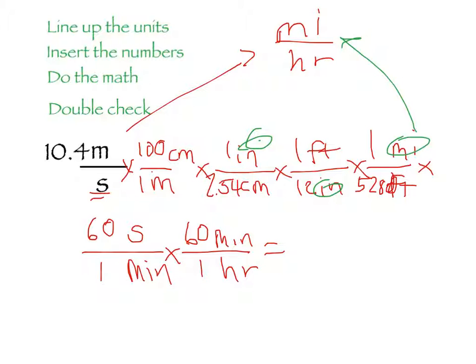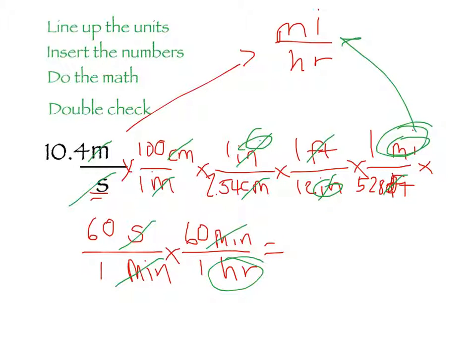Let's go back and check our units. We have meters canceled, we have centimeters canceled, we have inches canceled, we have feet canceled, and we do indeed have miles. Now looking at the rest of our units, we had seconds on the bottom and seconds on the top. We have minutes on the bottom and minutes on the top, and we have hours on the bottom. So our end answer will be miles over hours. So if you take the 10.4 times 100 divided by 2.54 divided by 12 divided by 5,280 times 60 times 60, you end up with 23.26 miles per hour.